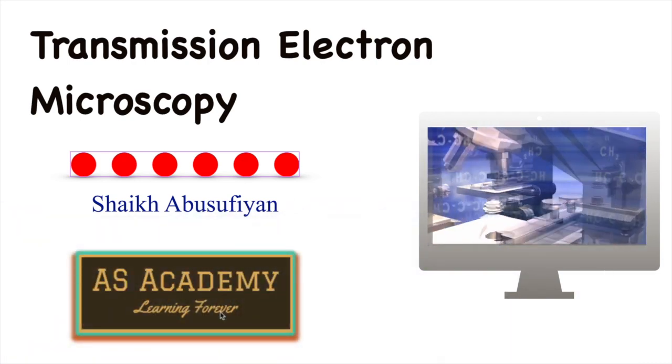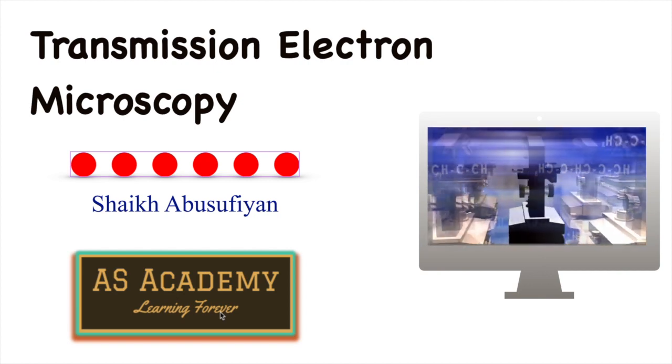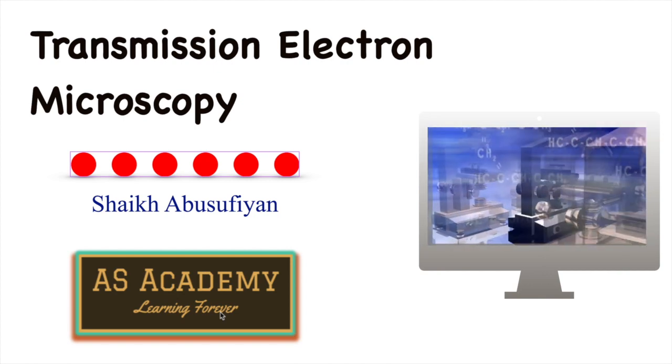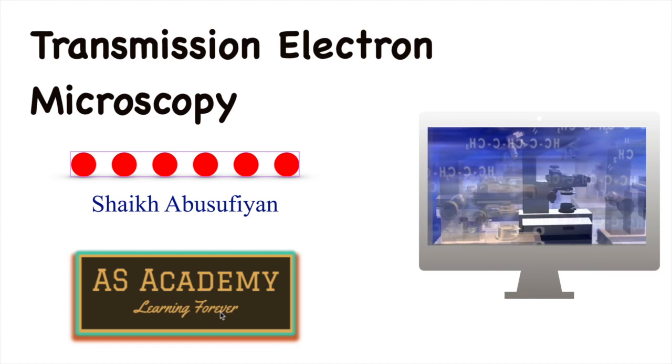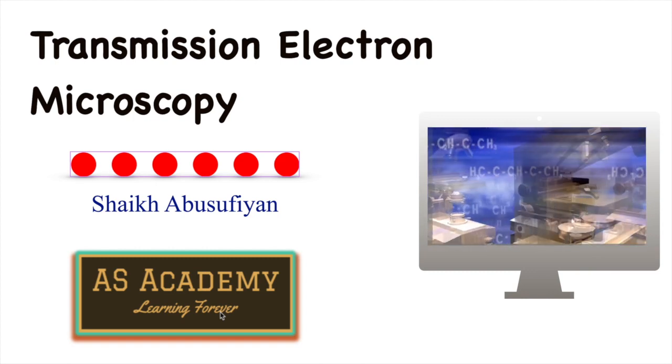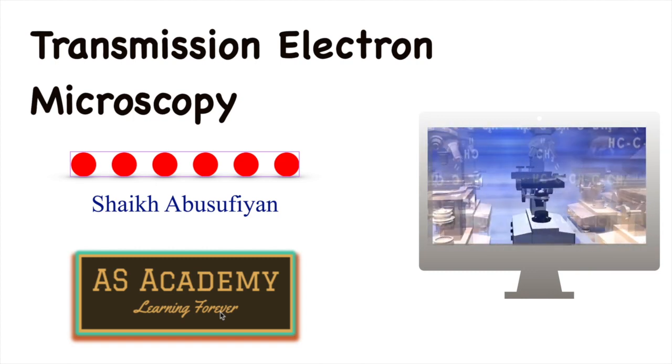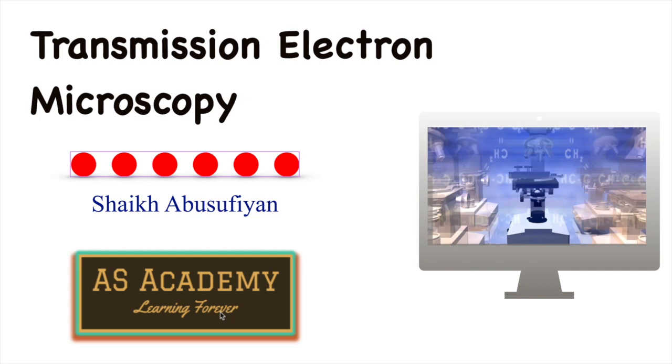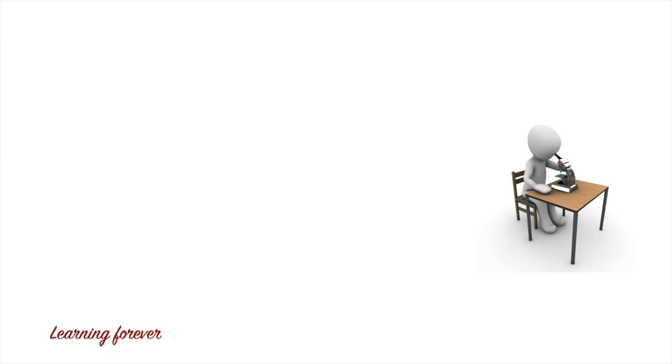In my last e-tutorial, we studied the basics of electron microscopy, where we saw how the electron microscope gives better resolution as compared to the light microscope. We have also seen the difference between the transmission and scanning electron microscope in terms of their working principle. In today's session, we will study the transmission electron microscope in detail.